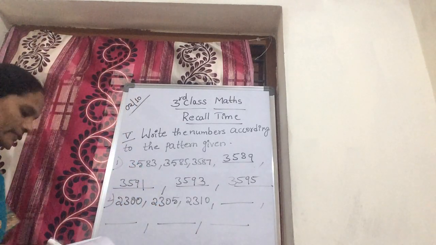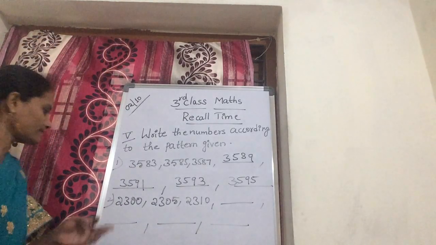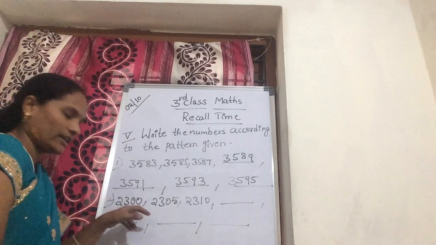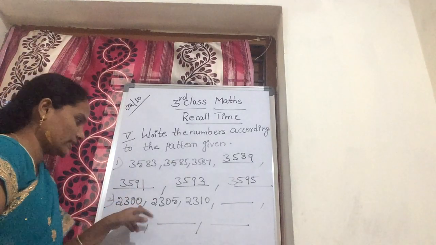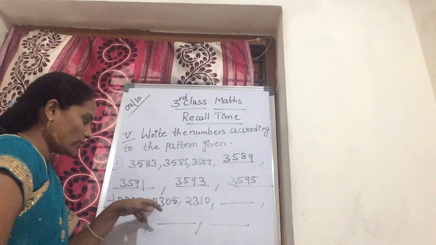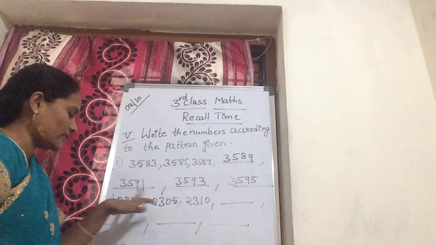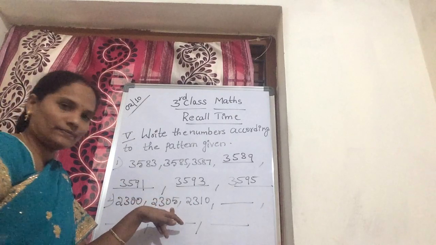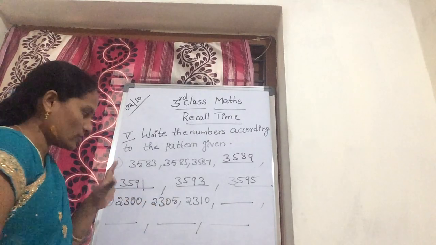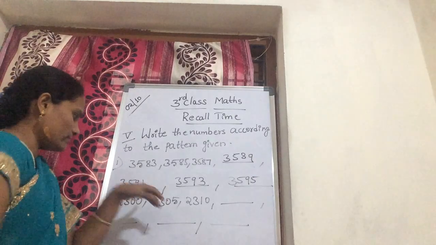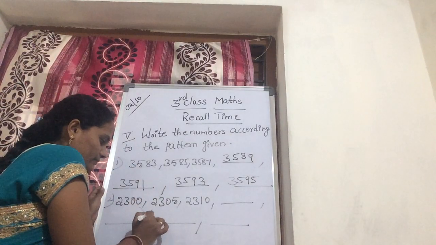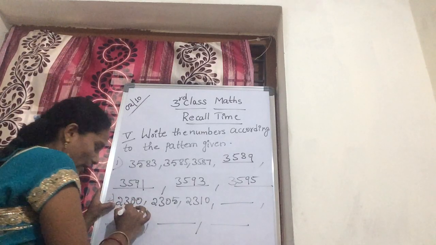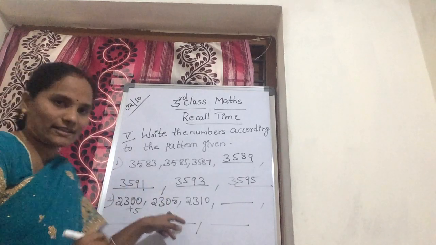Okay. Now listen. Here, first what did you get? 2300. Here given 2300. Next number is what? 2305. What is the difference between both? How much difference here? 5. The difference between these two numbers is 5. Difference is 5 means you add first number plus 5, you get the next number.